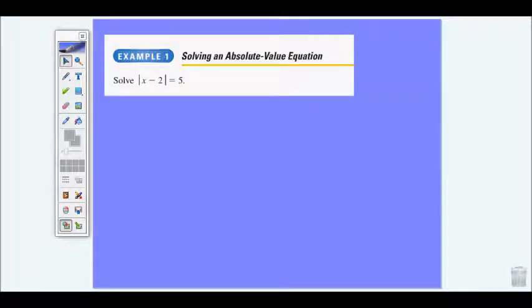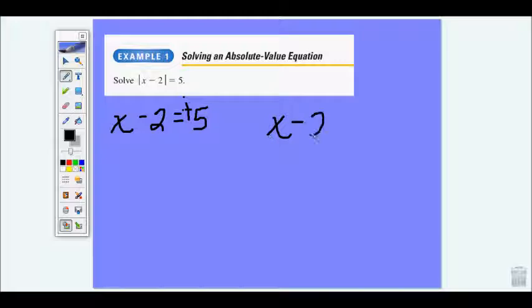To solve the absolute value of x minus 2 equals 5, we're going to apply that, and we have to solve it in two different ways. We will solve, first of all, if x minus 2 equals 5 is positive, or if x minus 2 is equal to negative 5, because the x minus 2 is inside the absolute value symbol. So that value is either positive or negative.